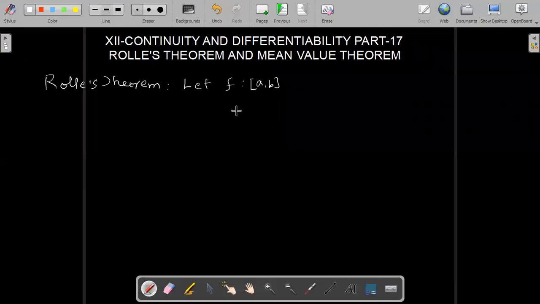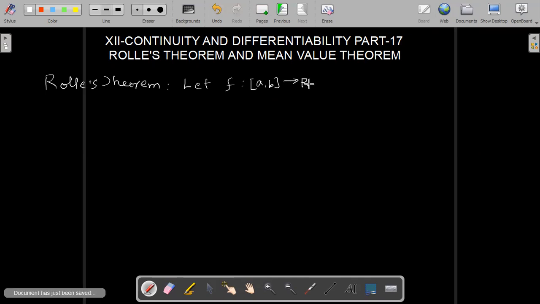So the statement for Rolle's theorem is: let f be a mapping from the closed interval [a, b] to the set of real numbers R. And f being continuous means this function is continuous in the interval, so f should be continuous on this closed interval [a, b].